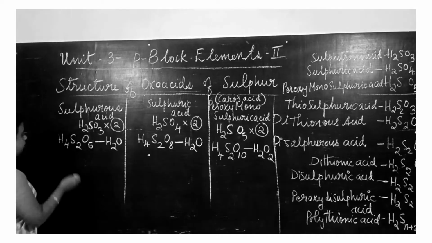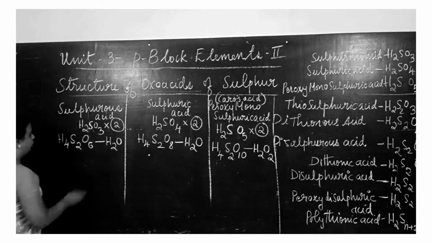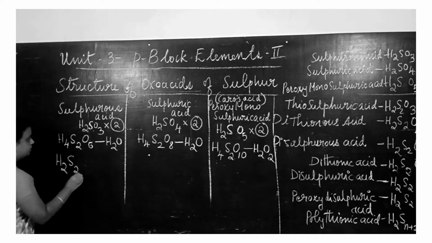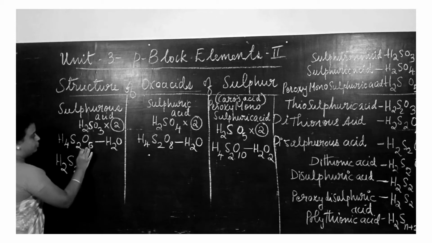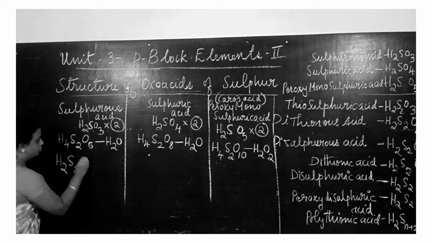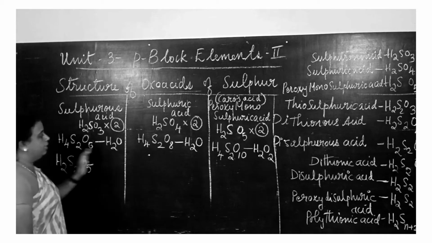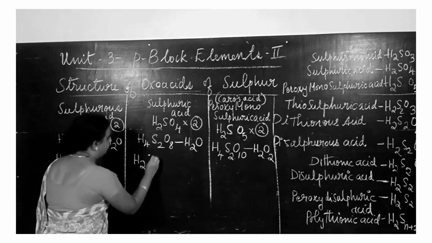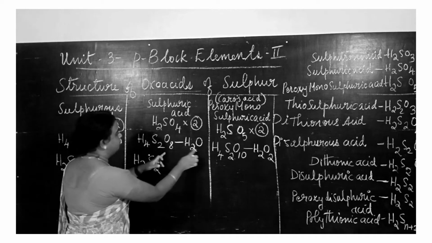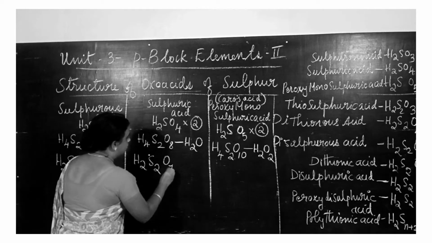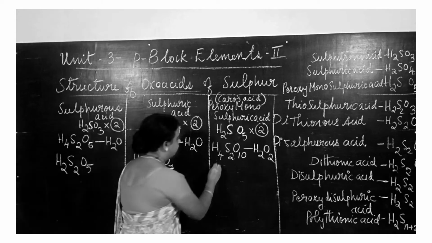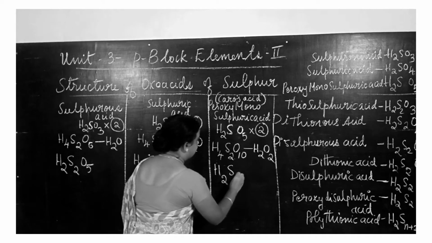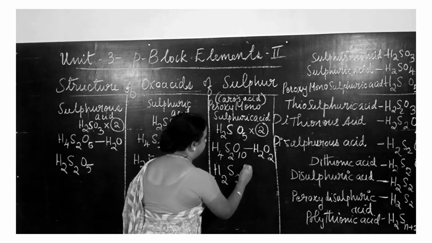Now after subtracting, what do you get? From H4, if you minus H2, you get H2. Sulfur S2 remains as it is. Then O6, from O6 you minus oxygen, so it becomes O5. From H4 minus H2, it becomes H2, S2, and from O8 you minus oxygen, so it becomes O7. Likewise here also, from H4 you minus H2, so it's H2, S2, and from O10 you minus O2, it becomes O8.